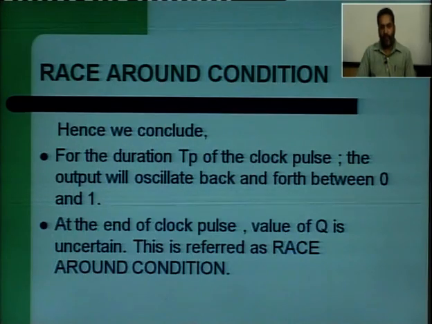At the end of the clock pulse the value of Q is uncertain. This condition is referred to as the race around condition, when the flip flop changes its state more than once in the period of one clock pulse. This should be avoided to make the flip flop more stable.